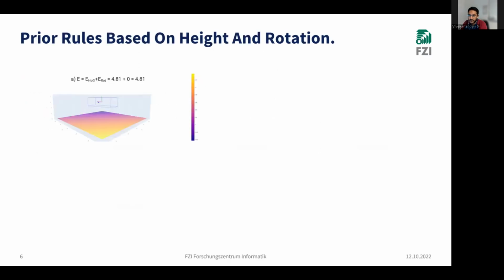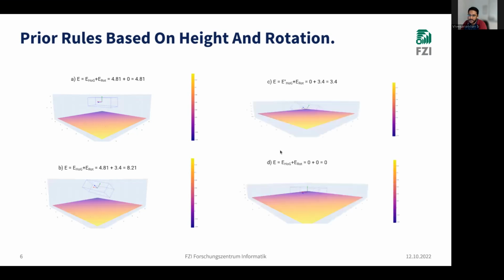The third and the fourth priors are based on the height and the rotation of the bounding box. Figure A shows how the energy value is higher for detections which are farther away from the ground. Figure B shows a similar aspect when the bounding box is not aligned with the normal vector of the ground plane. Figures C and D show the result when an optimization is applied.